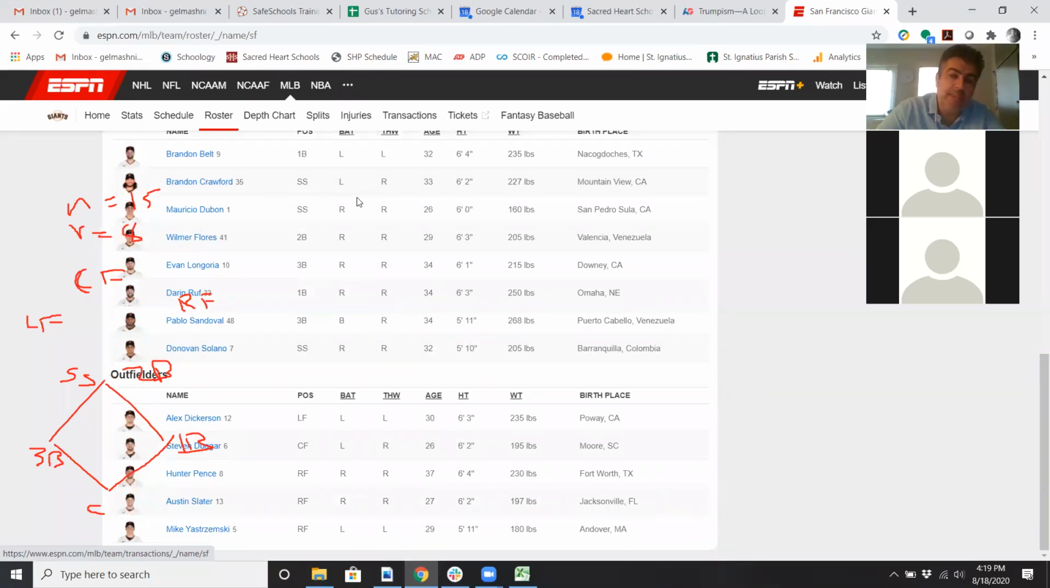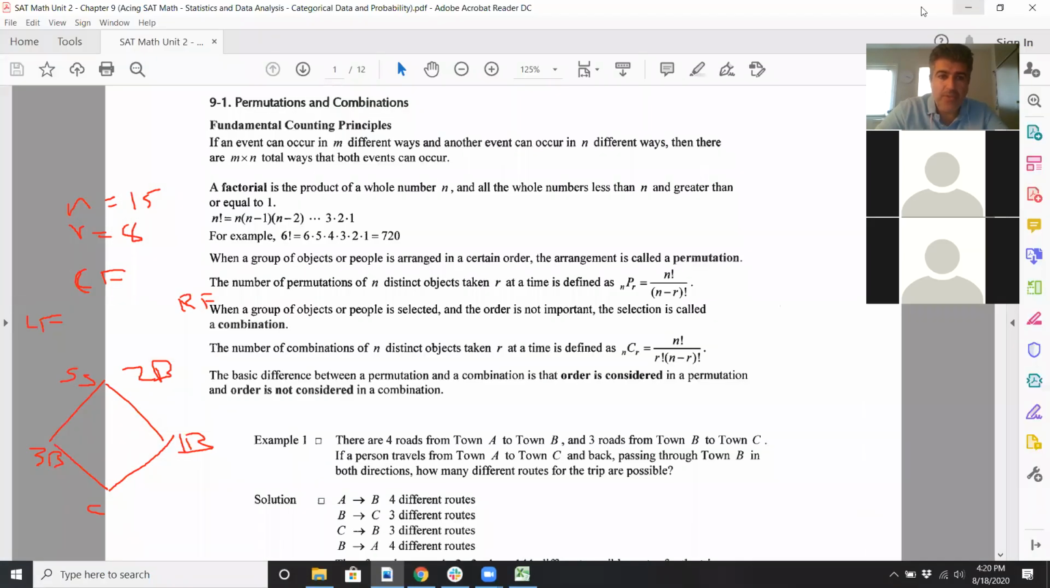But once I pick those 8 guys, then I have to figure out where do they go, right? So say I pick Mike Yastrzemski. Does he go in right field? Does he go in center field? Does he go to catcher, first base? So the order or the arrangement kind of matters. When that matters, you're going to use a permutation. And so we do 15P8.